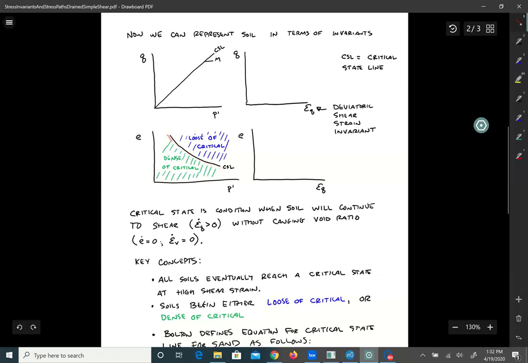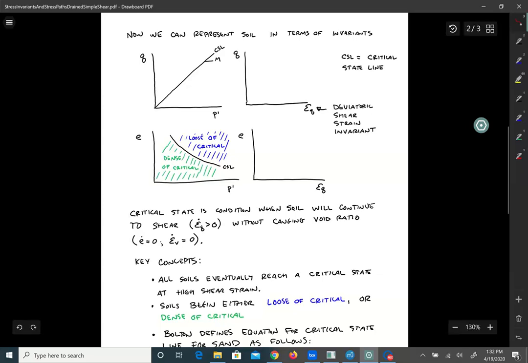And that critical state line basically is the position the soil will be in when it reaches a state of really high shear strain, really high deviatoric shear strain invariant, right? It's gone through a lot of shear strain. It's basically remolded, changed volume if it needs to, and now it's going to keep shearing without changing volume anymore. It's kind of reached a happy state where it's just continuing to shear but not changing volume anymore.